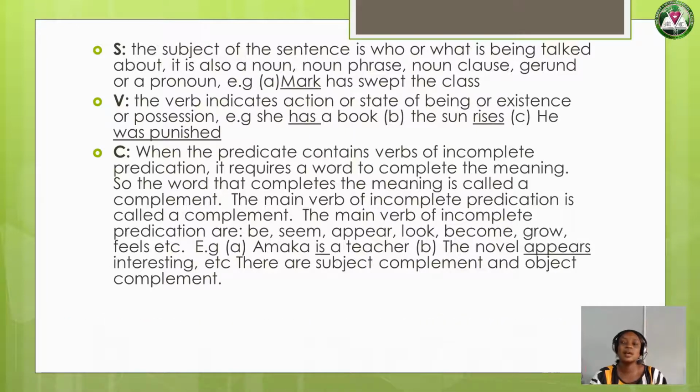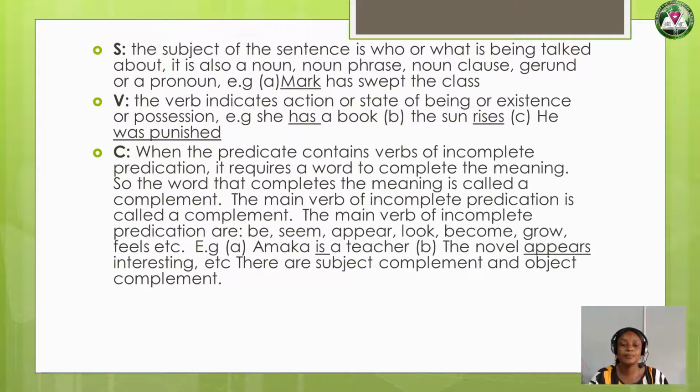So we can ask, what is Amaka? Or who is Amaka? We say Amaka is a teacher. The novel appears interesting. The novel is a subject. Appears is the verb, and interesting is the complement. You can see if we remove interesting in the second example, we have the novel appears. So the question will be, the novel appears what? So that means the complement is necessary in the formation of the sentence. So we have the novel appears interesting. Okay, so interesting is the complement.